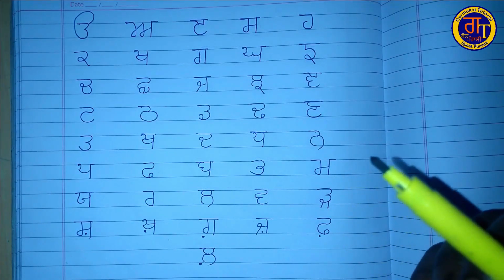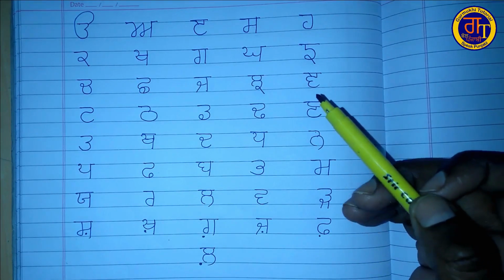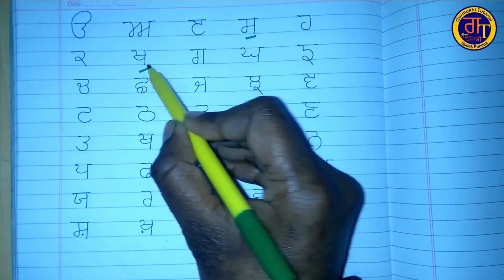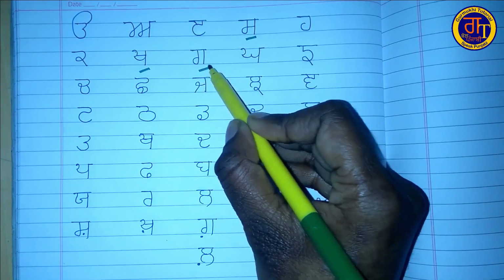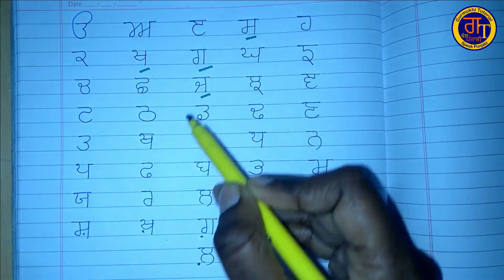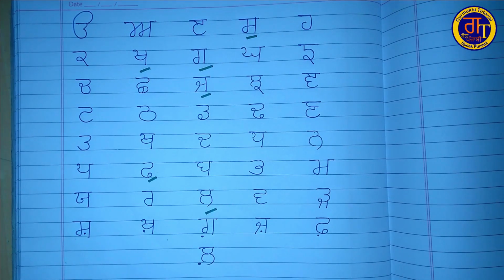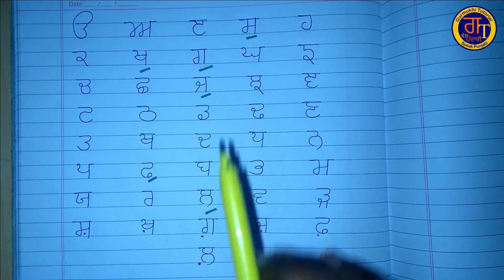Now look, if we put a dot on the feet of Sasa, Khakha, Gaga, Jaja, Fafa, and Lalla, then they form these new letters. Their sounds are Sh, Kh, G, Z, F, L.